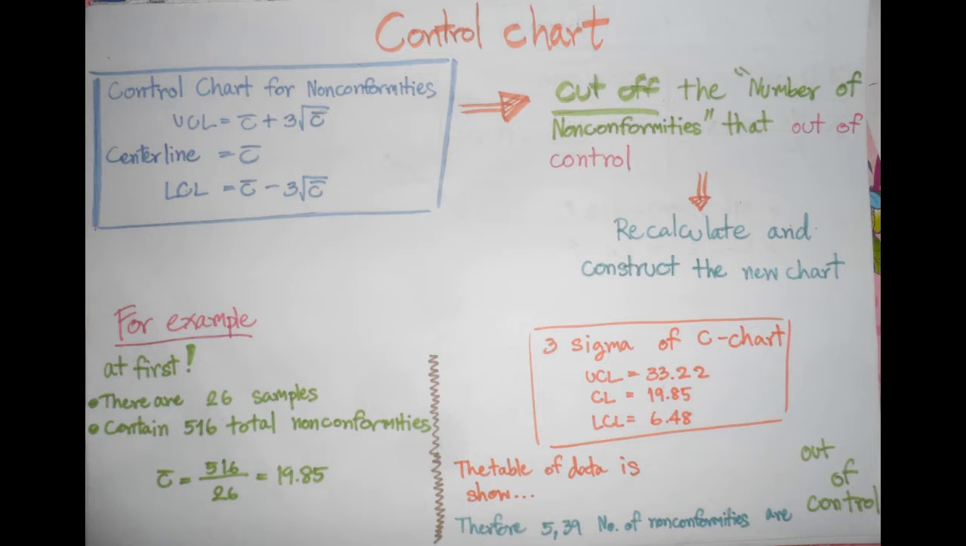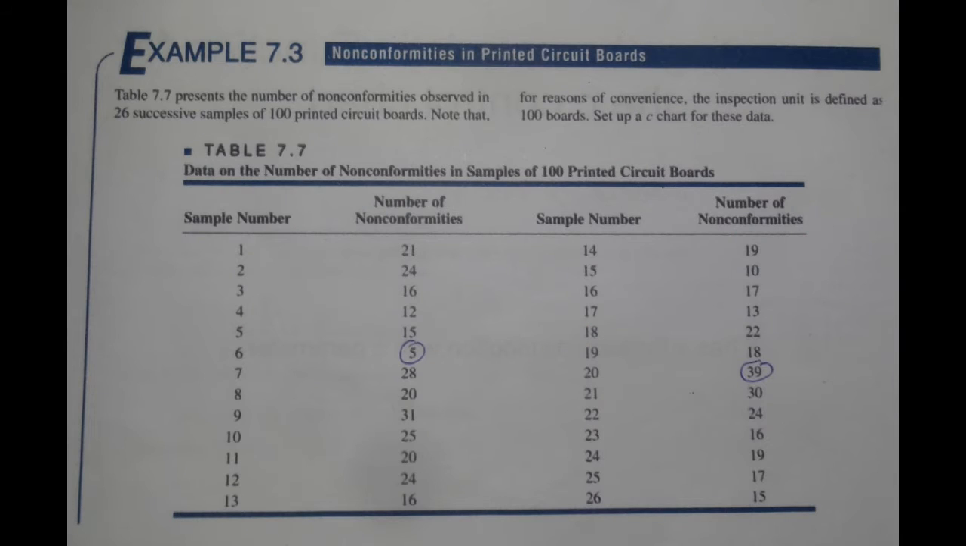And the 3 sigma of the C chart upper control limit is equal to 33.22. The center line is equal to 19.85. The lower control limit is equal to 6.48. So the table of data shows that there are two values, 5 and 39, whose number of nonconformities are out of control, because 5 is lower than the lower control limit and 39 is higher than the upper control limit. So we have to cut off the two values and recalculate the c bar value.